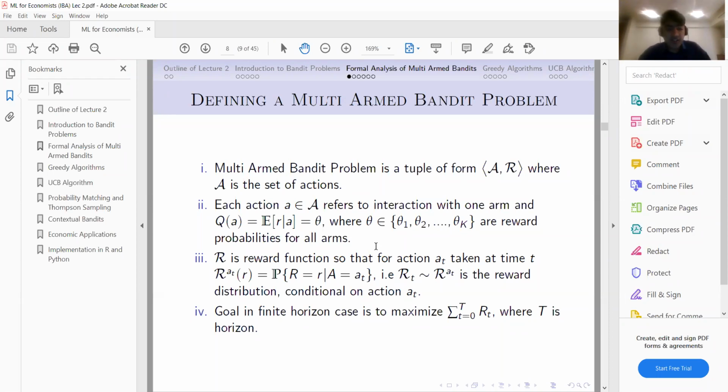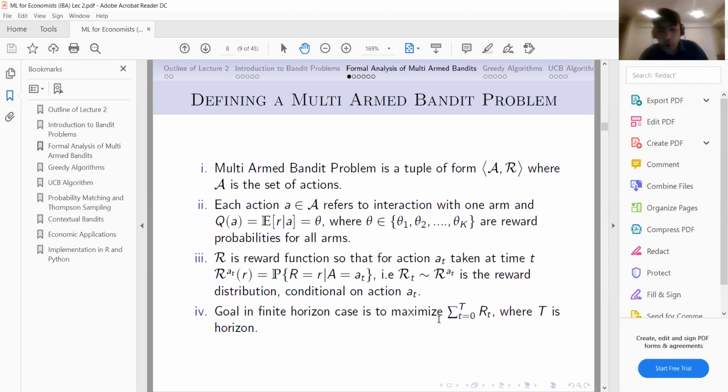What is R? R is just a reward function. If you evaluate the reward function at small r for any given action a_t, where a_t is the action that you've taken at time t, because remember, we're interacting over time and taking these different actions over time, this just means that I'm evaluating the reward function at small r for action a_t. This will give me the probability that capital R is equal to small r, which means the probability that the reward you get is going to be equal to r, conditional on the fact that the action you've taken is a_t. And this obviously is the reward distribution, conditional on the action a_t.